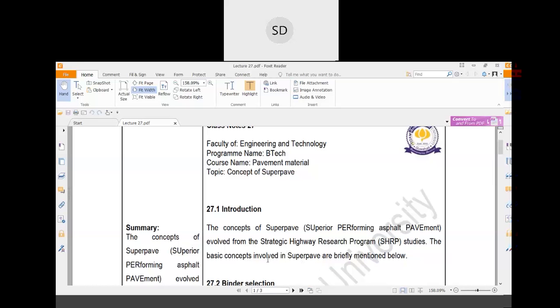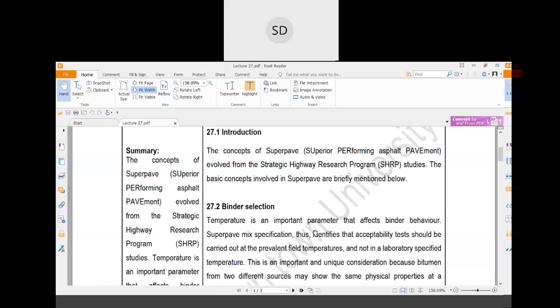That evolved from the Strategic Highway Research Program studies, and the basic concepts involved in Superpave are briefly discussed there. Superpave is a superior pavement material which is used extensively in different areas like airport designs or expressway designs. So, what are the different properties of the different binder materials or different components of the Superpave? We will discuss in this unit.